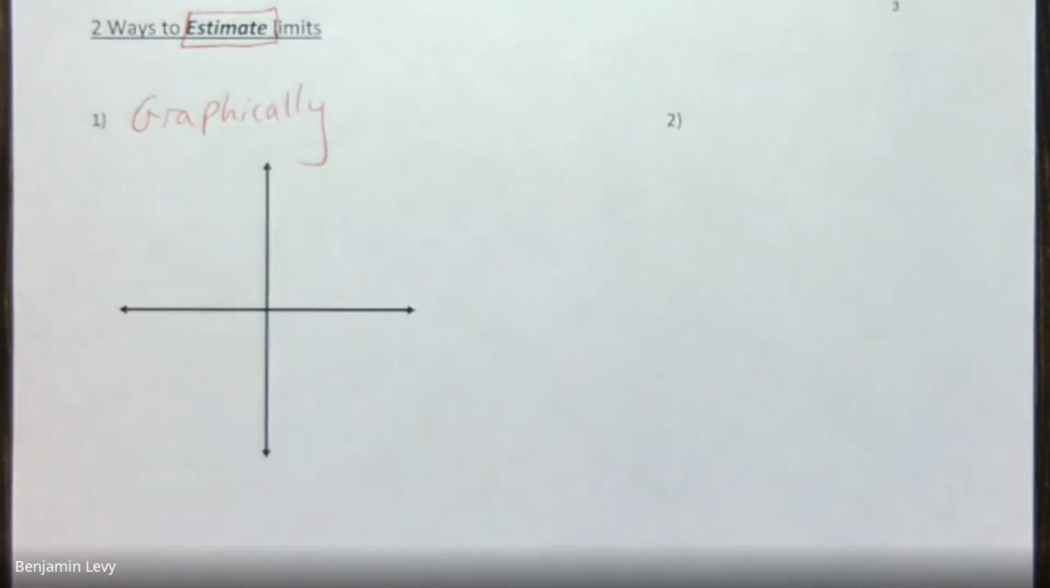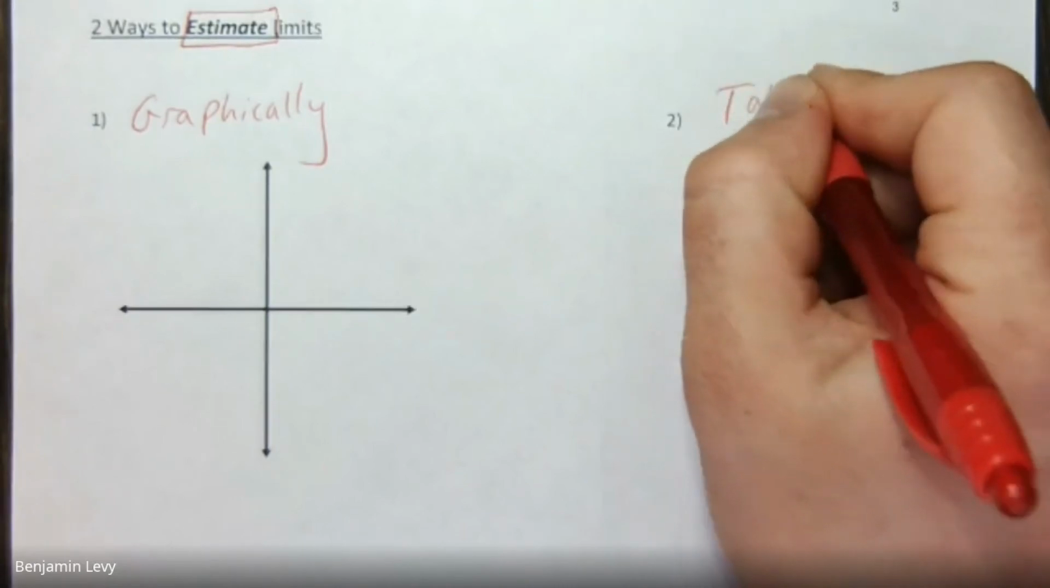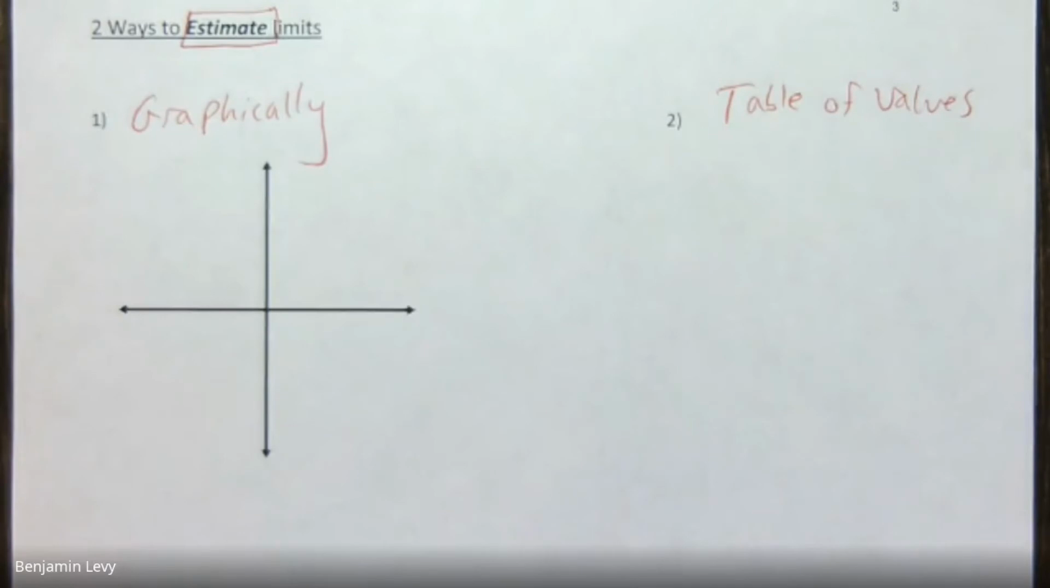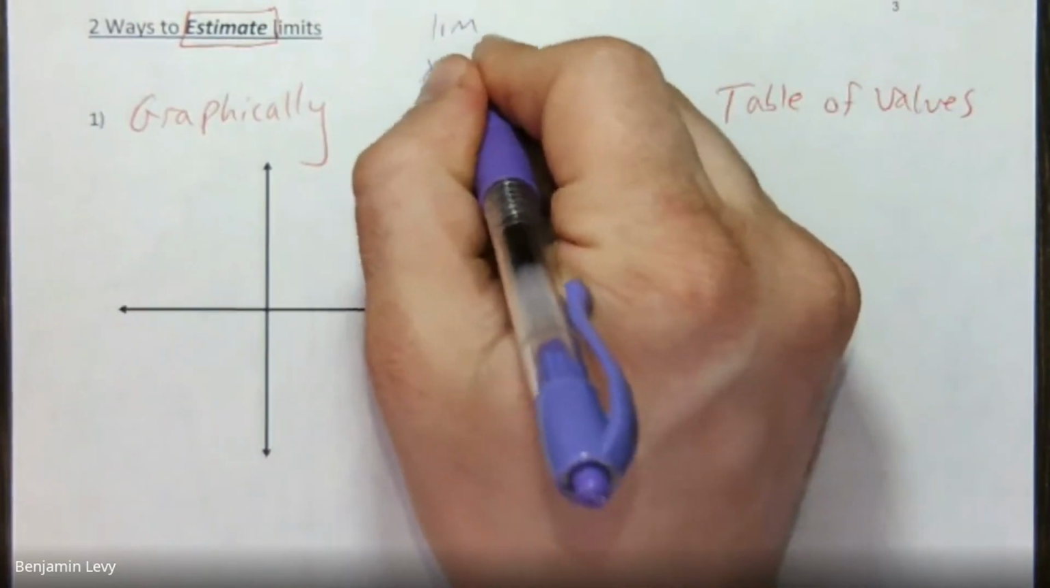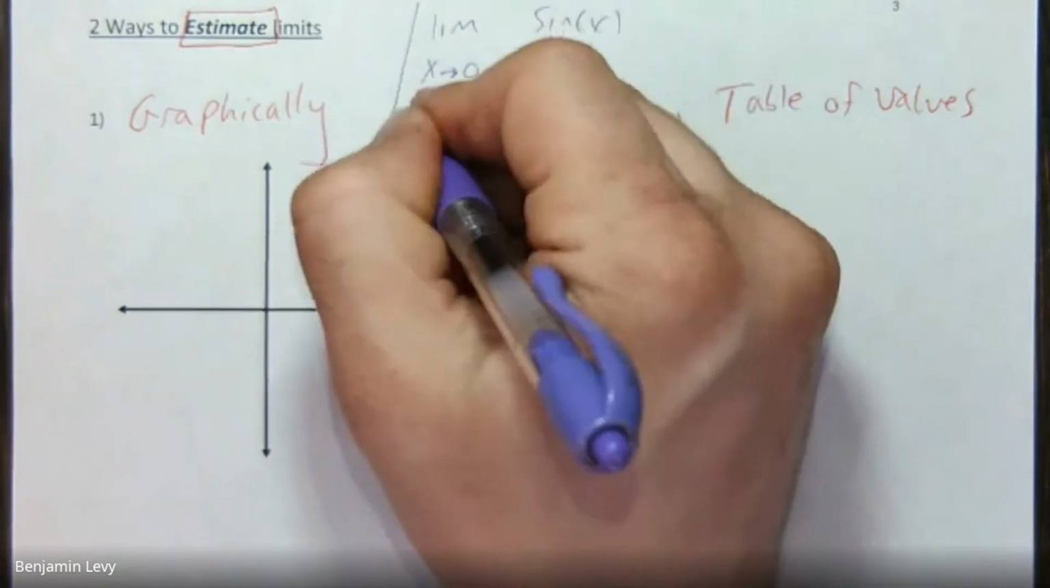So just looking at a graph, that's always really nice to do if you have a graphing calculator or something, or you can create a table of values. And again, these are ways to estimate limits, not necessarily get them exactly. So worst case scenario, we can always do this if we can't figure it out. And let's look back at that same example. So let's look at the limit as x goes to 0 of sine x over x.